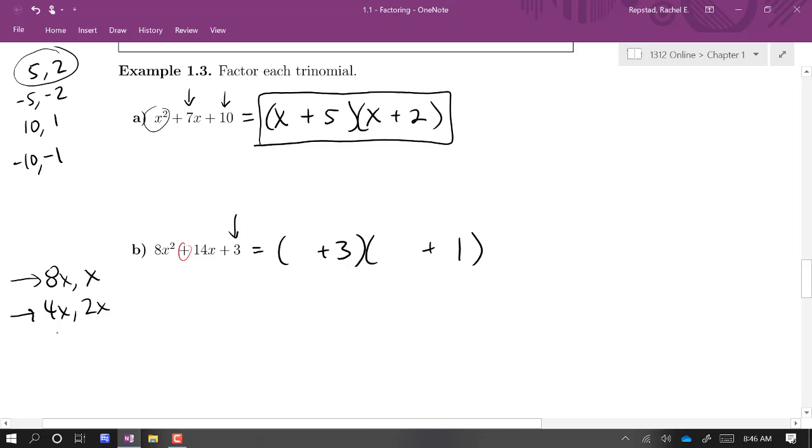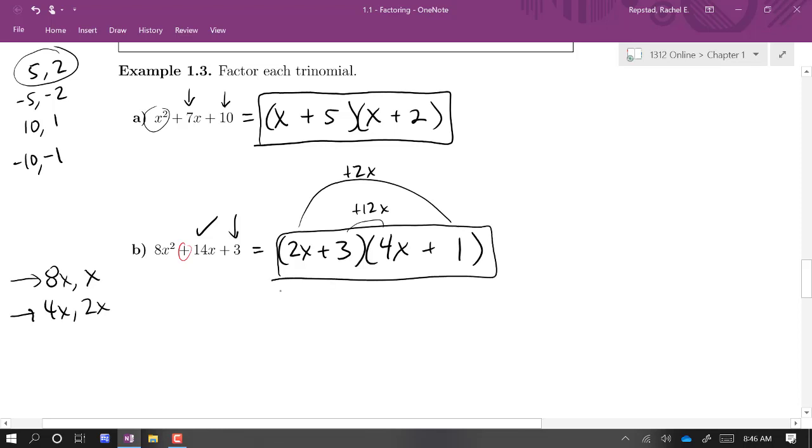It's got to be 4x and 2x, and I think this is the one that'll work, because this gives us plus 12x, and this gives us plus 2x, and that gives us the plus 14x that we are looking for. Always give a look and make sure that you can't factor any further, but there's no common factors to take out of these linear factors, so we're all set there.